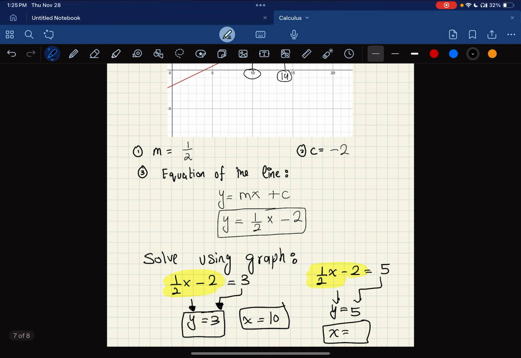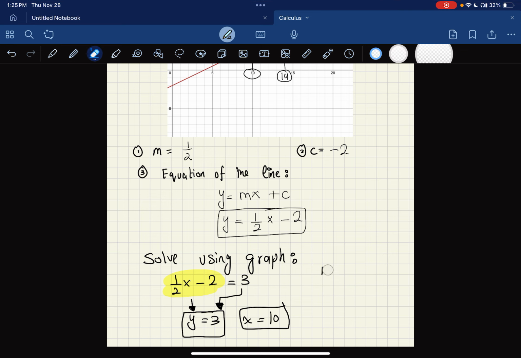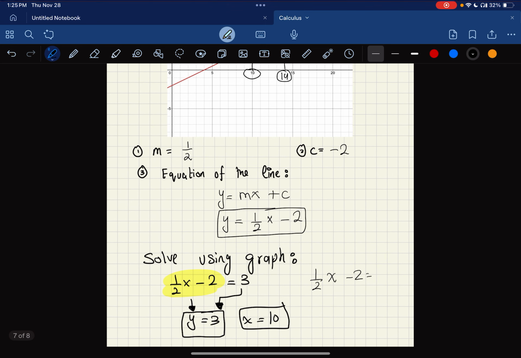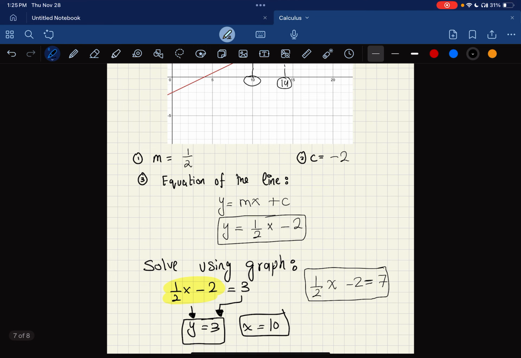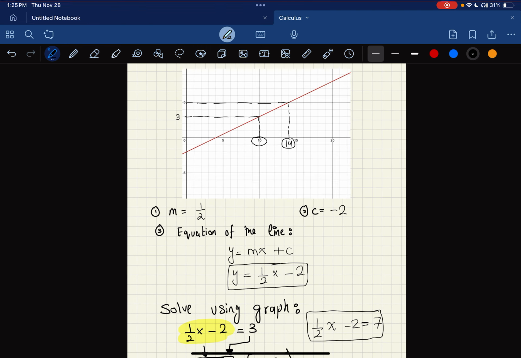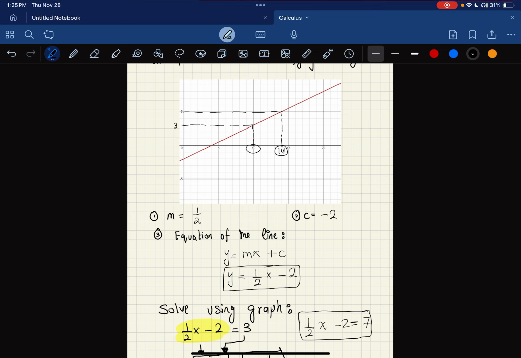Okay, let me get rid of this one. Go ahead and solve for this. 1 over 2x minus 2 is equal to 7. I'll take you back up to the graph and see if you can answer this. 1 over 2x minus 2 equals to 7, and here's the graph. Pause the video and try to figure out the value of x.